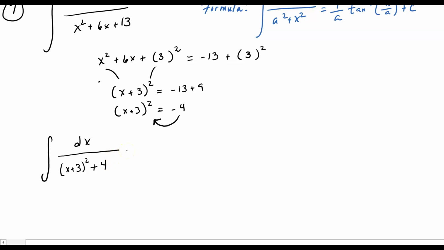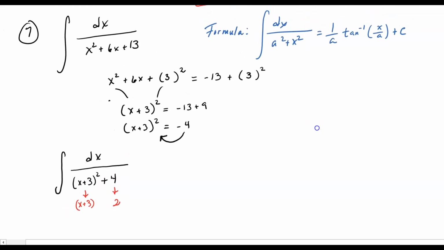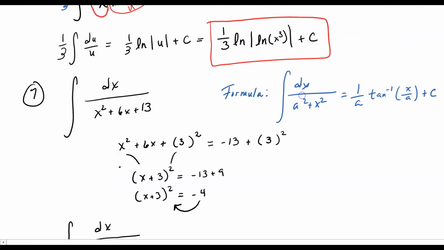So when I think about them in isolation, I'm trying to identify my a and my x, if you will, which we're going to get as the following. The square root of x plus 3 squared is just x plus 3, and then the square root of 4 is just 2. We're going to use that and apply that in the formula. So let's see what we get.